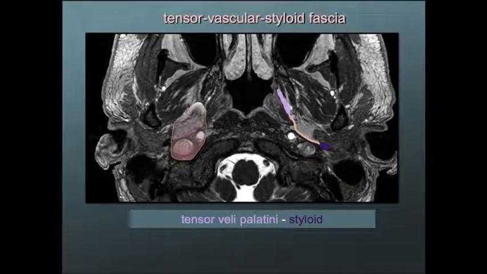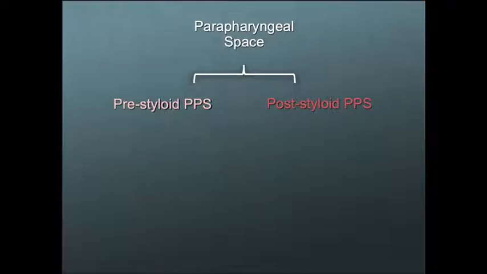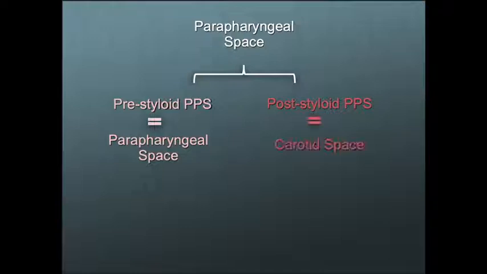The TVS allows us to separate the parapharyngeal space into two compartments, the prestyloid parapharyngeal space and the poststyloid parapharyngeal space. We can actually further simplify things by calling the prestyloid parapharyngeal space the true parapharyngeal space and the poststyloid parapharyngeal space the carotid space. And that's the terminology I will be using for the rest of this talk.